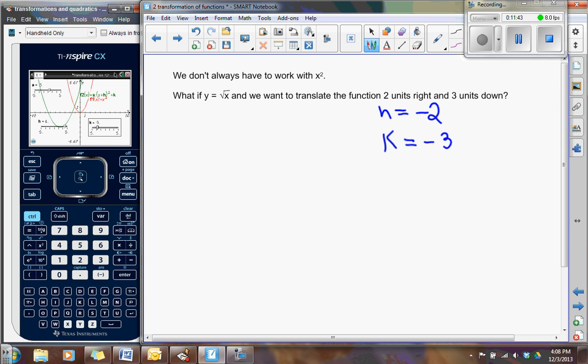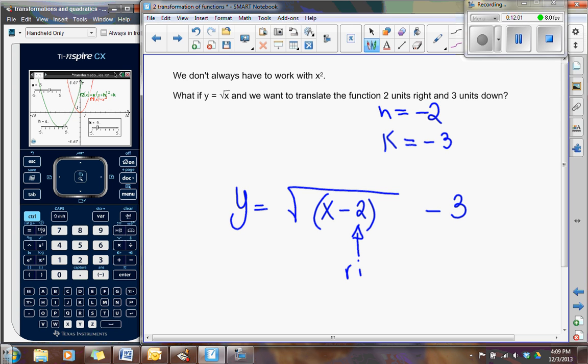Okay, so what that looks like with y equals the square root of x, our h will be right here within that square root, and then k is outside of the function. Okay, so we've got our function moving to the right 2, that's what the -2 within the function does, and outside of the square root, outside of the function, k is going to move our function down when it's negative.